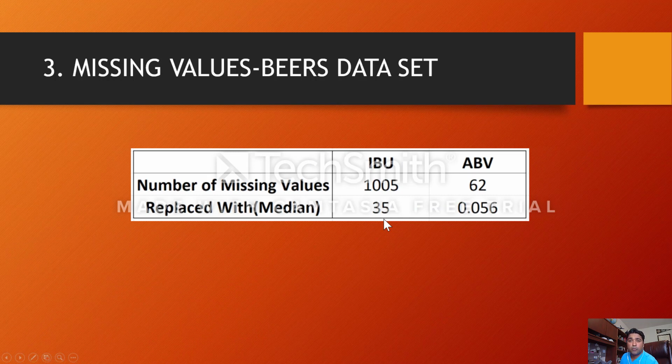When we looked at the data set, we found quite a bit of missing values. For IBU, we found 1,005 were missing, and for ABV, about 62 were missing. So instead of omitting those rows, what we did is we replaced those missing values with the median value of each respective variable. For IBU, we used 35 as the median to replace all the missing values, whereas for alcohol content, it came out to be 5.6%. The advantage of doing this is that it will not skew the results, especially since over 1,000 IBU values were missing, so we don't want to omit those.